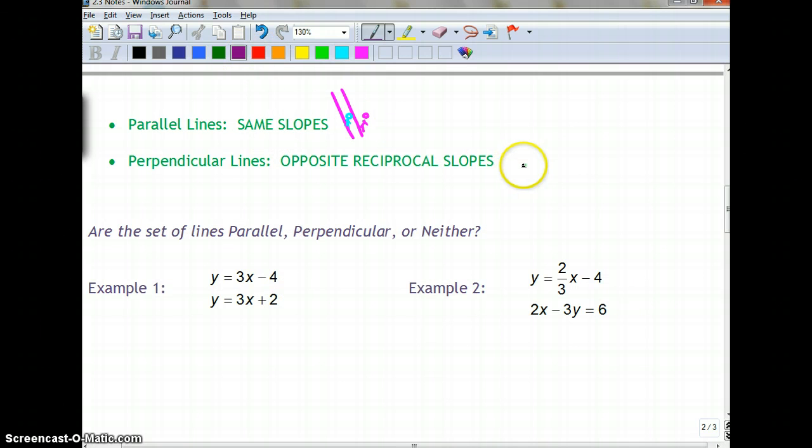Perpendicular lines, remember, are lines that form right angles. And a lot of times we use this symbol as a representation of the word perpendicular. So those slopes are opposite reciprocals. And so we need to remember opposite means different sign. So one's going to be positive and one's going to be negative. And reciprocal means that it's flipped over. So you need to make sure that you understand what those words mean, opposite reciprocal slopes.